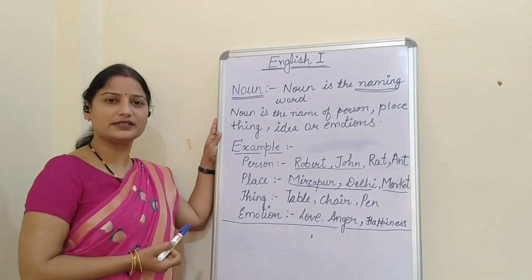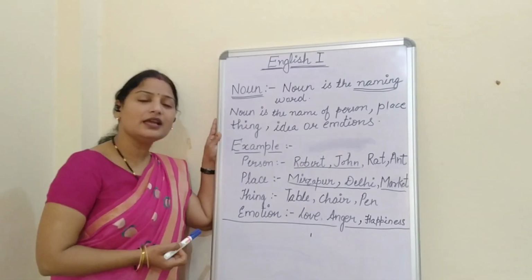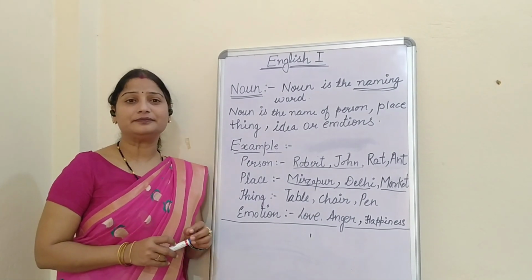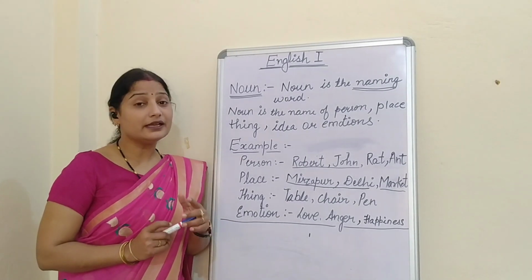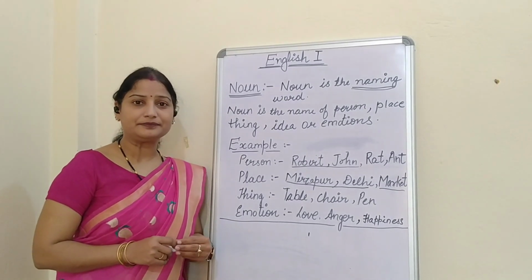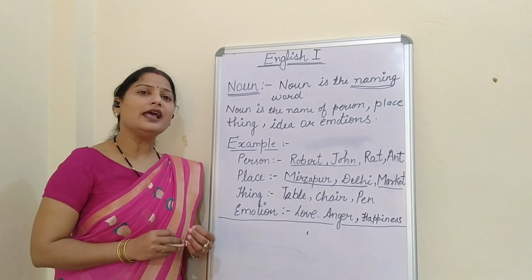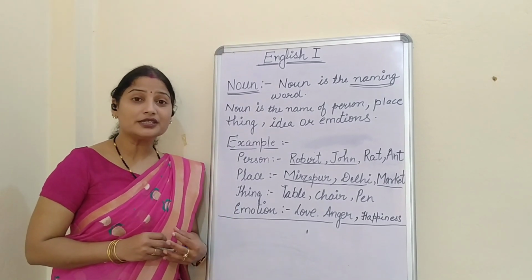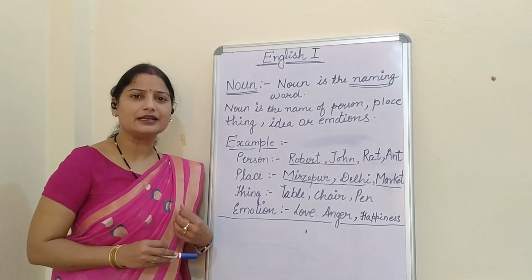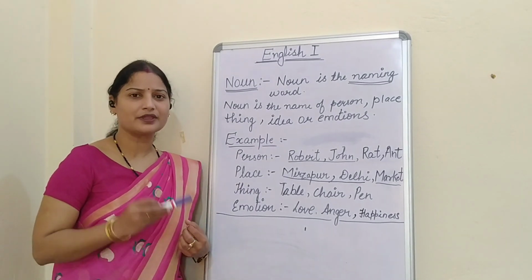See the definition once again. Noun is the name of person. Noun is the name of place. Noun is the name of things. And noun is the word given to our feeling, our emotions.